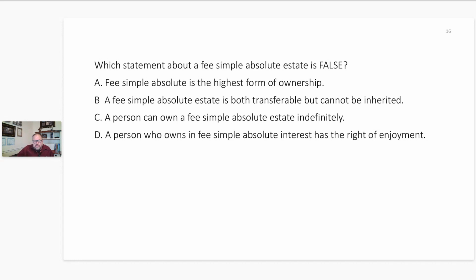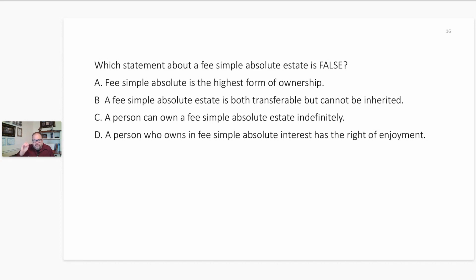Answer C says the person can own a fee simple absolute indefinitely. We said in perpetuity, or indefinitely. Answer D says a person who owns fee simple absolute has a right of enjoyment. That's one of the ownership rights. So we're talking about answer B.